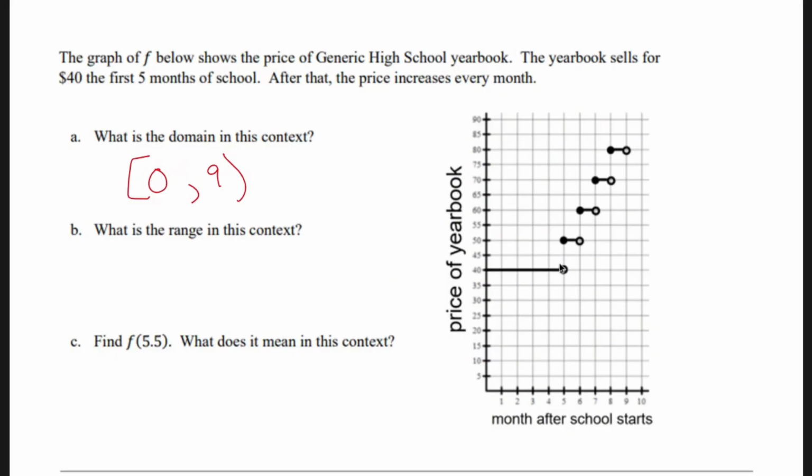What is the range in this context? Well, the range are all the y values that we could have. So I can have 40, but I can't have 41. I can't have 45. I can't have any of those. So I have 40, 50, 60, 70, and 80. So we will say y equals, and maybe, well, this says f of, so I'm just going to stick with y equals. Y equals 40, 50, 60, 70, and 80.